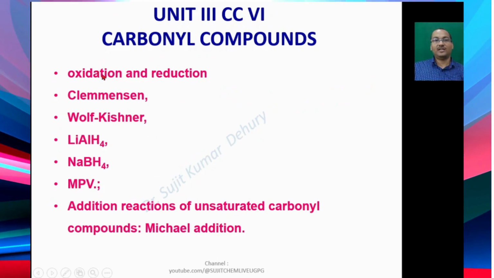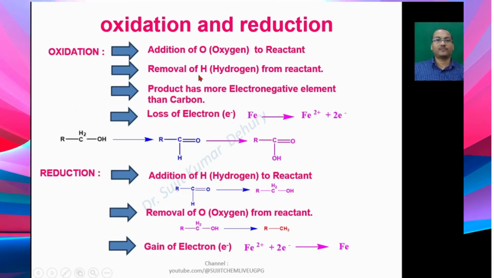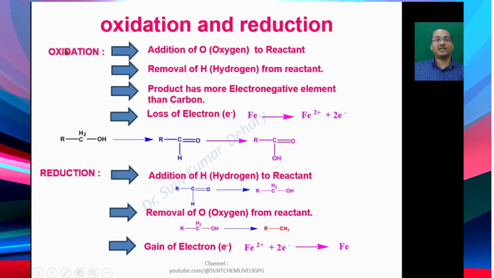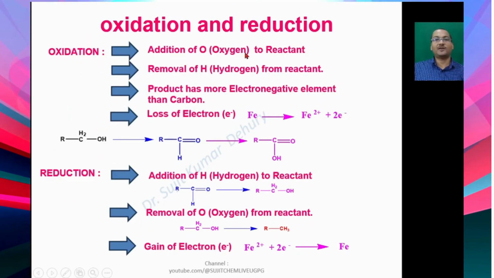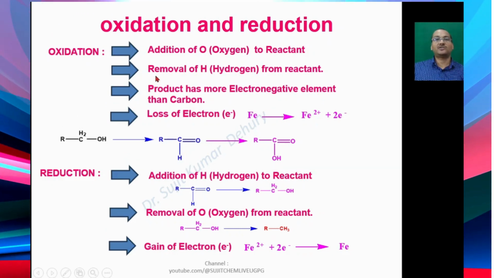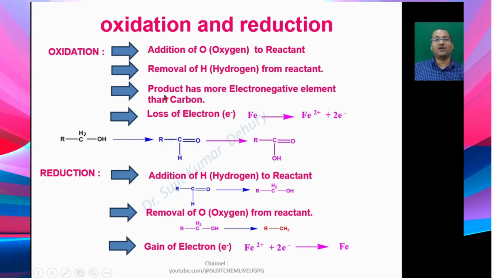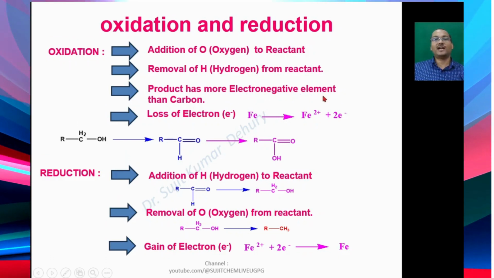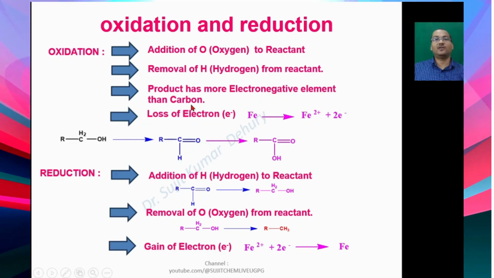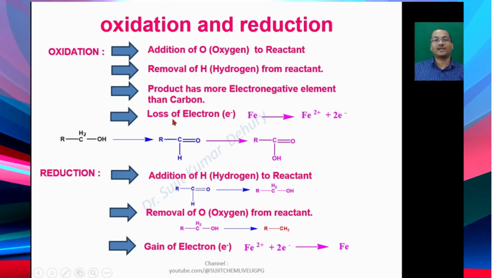So let's start with oxidation and reduction. What is oxidation? That we all know. Addition of oxygen to a reactant is called oxidation. In another way we can also define it as removal of hydrogen from the reactant, or the product having a more electronegative element than carbon. All these processes are known as oxidation reactions.